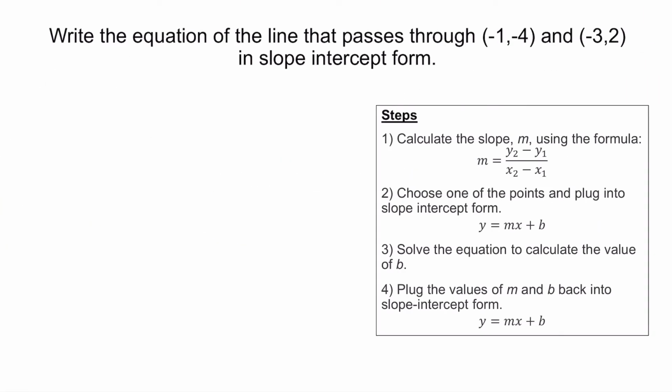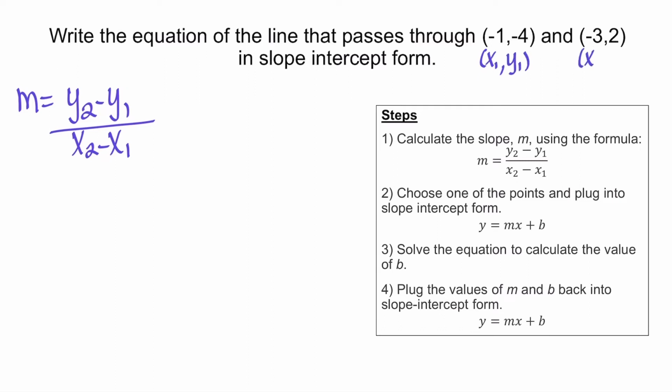So when we do this, we're going to write the equation of the line that passes through (negative 1, negative 4) and (negative 3, 2), and we're going to write the equation in slope-intercept form. The first step is to use m equals y2 minus y1 divided by x2 minus x1. Whenever we're using this formula, we want to start off by labeling our points. I'm going to call the first point (x1, y1), and the second point (x2, y2). When I plug in those values, I get 2 minus y1, which is negative 4, over negative 3 minus x1, which is negative 1.